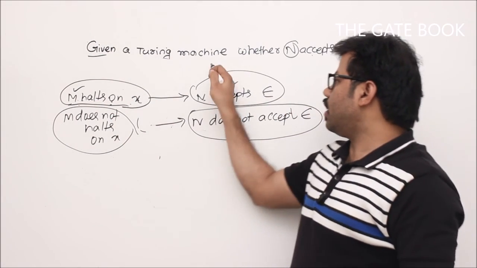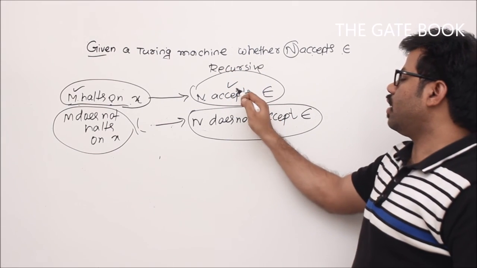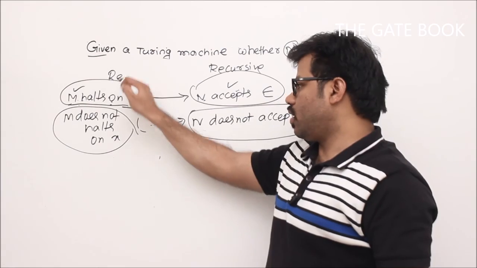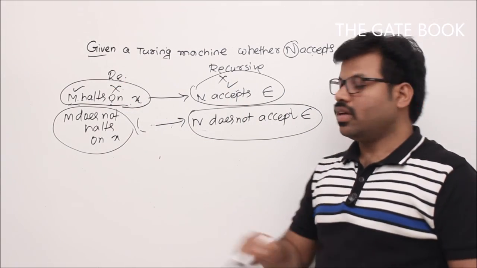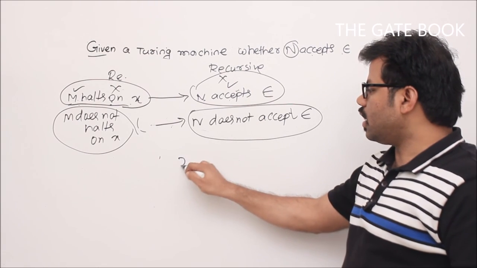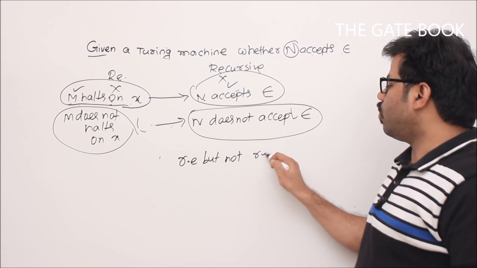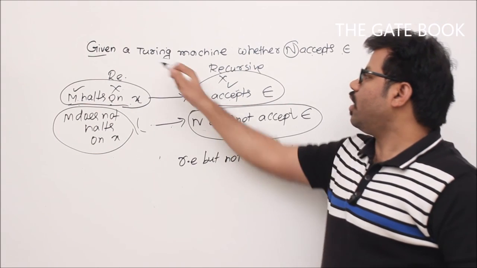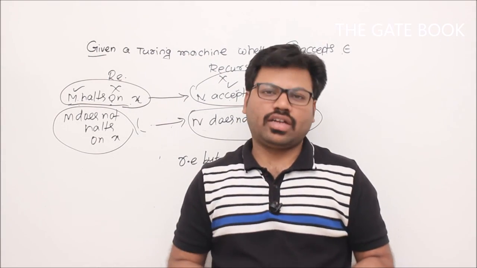If this is recursive, what is your claim? If this is really recursive, then the halting problem will also become recursive, but it is not. So this is not recursive. But already you know that this problem has a Turing machine. That means it is recursively enumerable but not recursive. This is the way we have to prove things. So given a Turing machine, whether N accepts epsilon is recursively enumerable but not recursive.